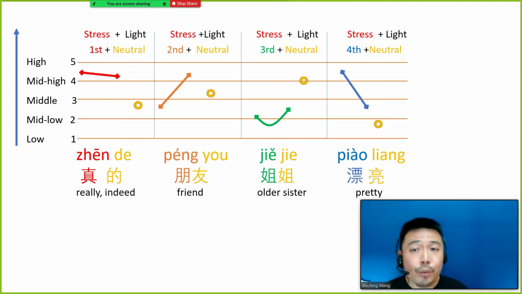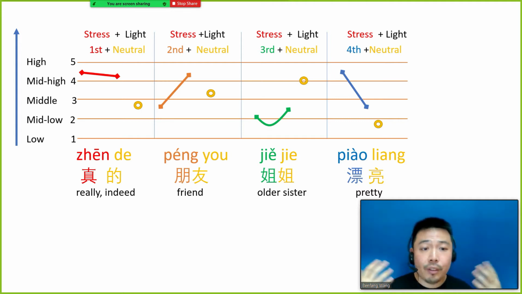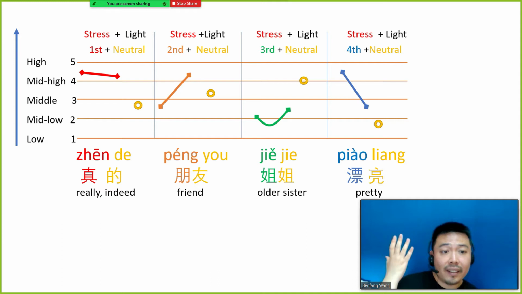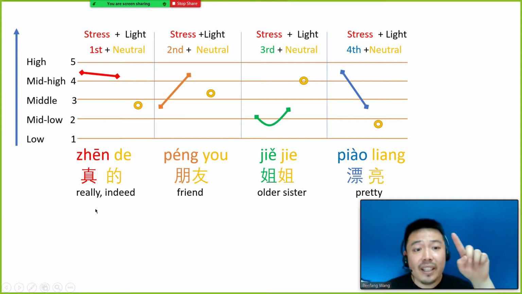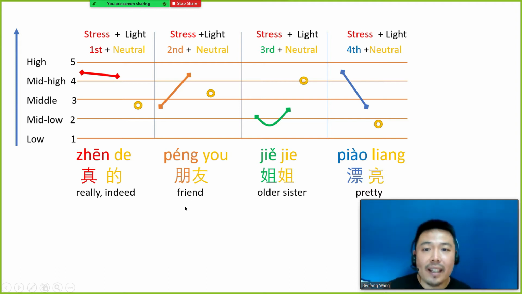However, in the 2 pinyin chunks, if the last pinyin happens to be neutral tone, then we have no choice but to put the stress on the first pinyin. For example, really, indeed will be 真的, 真的. Friend, 朋友, 朋友. Be really careful that when third tone and the neutral tone are together, the neutral tone has a higher pitch than the third tone. So older sister will be 姐姐, 姐姐. And pretty in Chinese will be 漂亮, 漂亮.